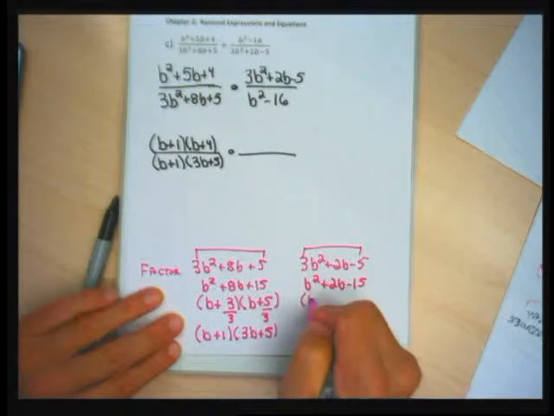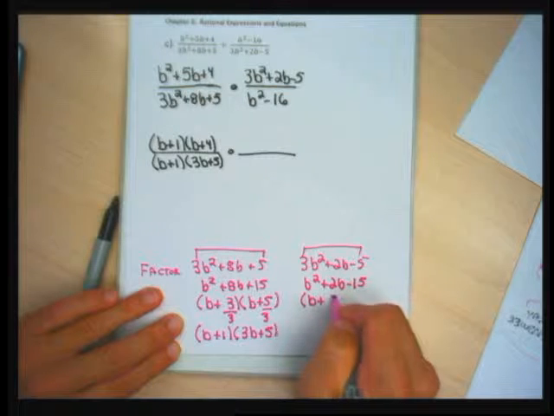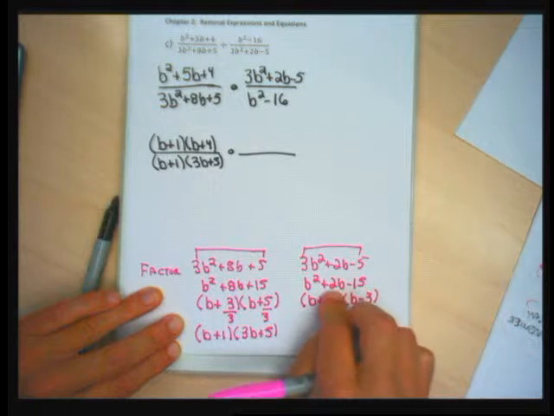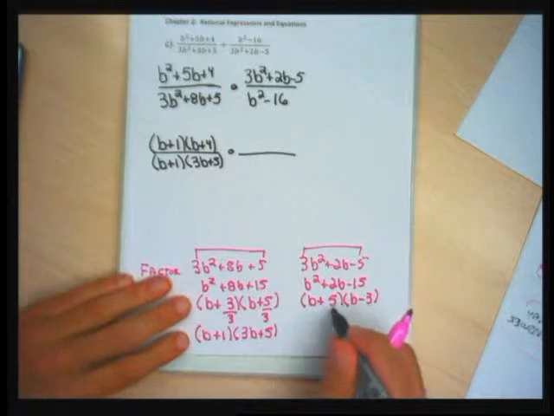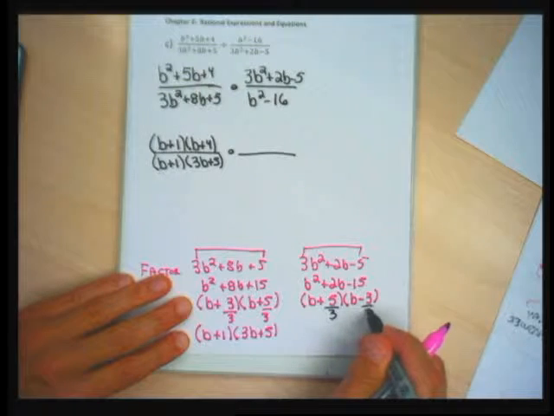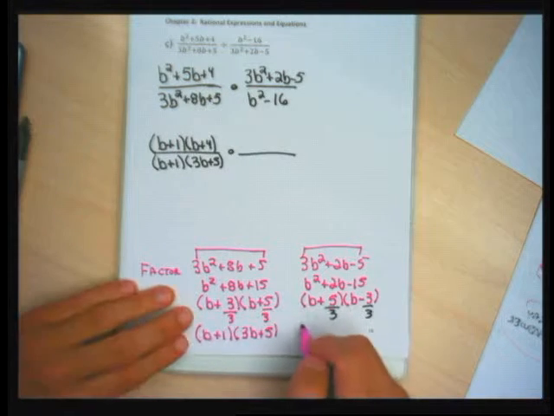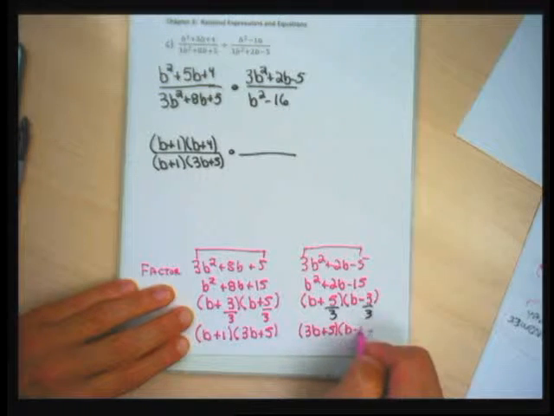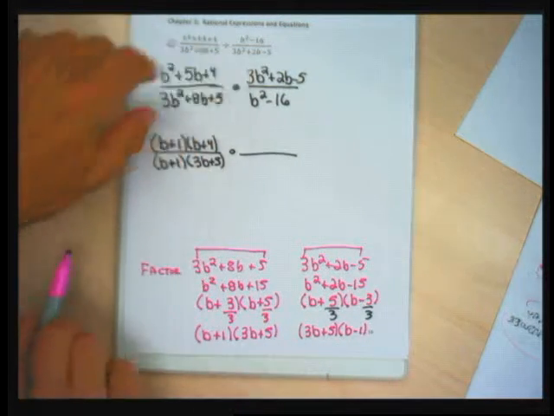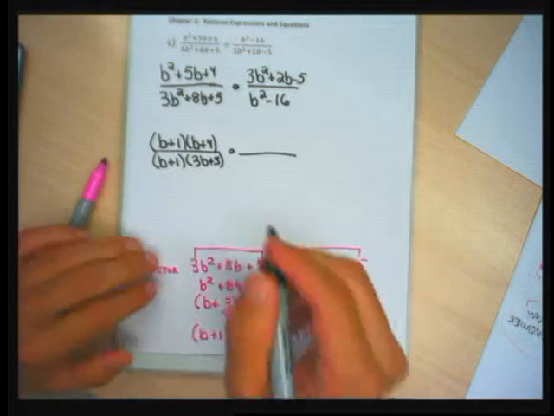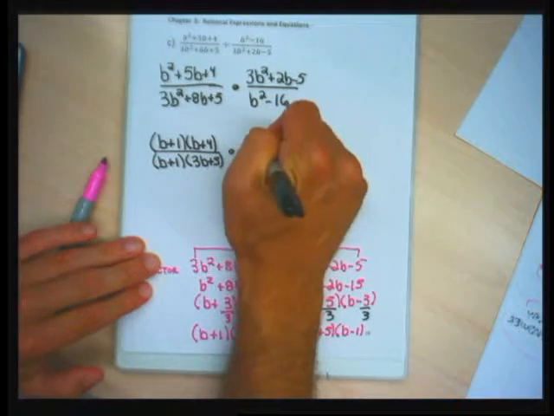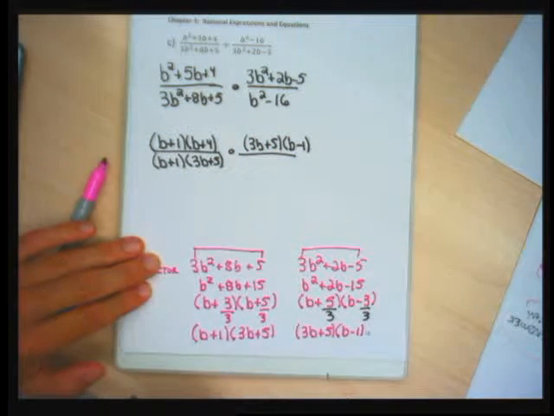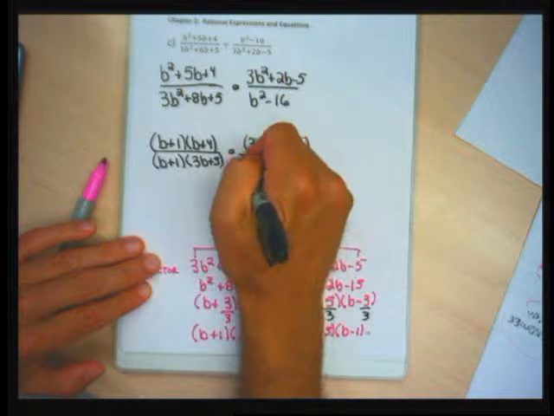Factor this into b plus 5 times b minus 3, because I had to multiply to 15, subtract to 2. Started off multiplying by 3. I'm going to divide by 3. And I get a 3b plus 5 times b minus 1. So for that 3b squared plus 2b minus 5, I'm going to put 3b plus 5 times b minus 1. And in the denominator, that's a b plus 4, b minus 4.